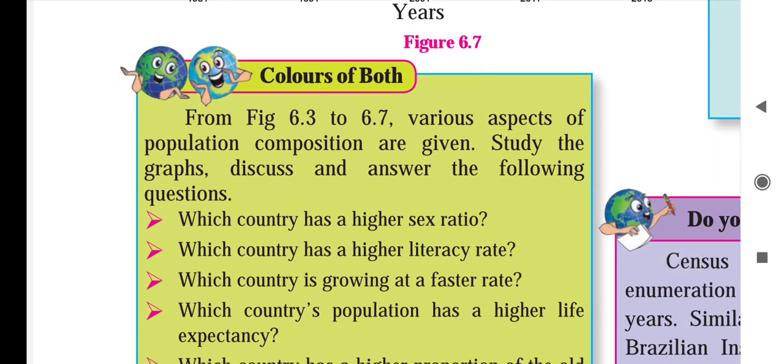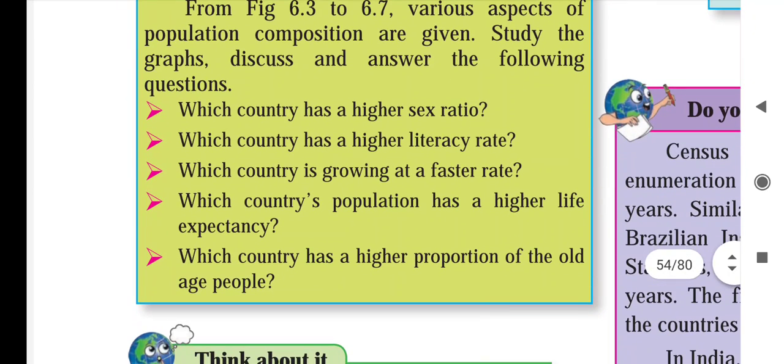Which country has higher sex ratio? Of course, Brazil, they have a high sex ratio. Next, which country has higher literacy rate? This answer will also be Brazil. Which country is growing at the fast rate? India. India is growing at the fast rate. Which country's population has a higher life expectancy? Brazil. Which country has a higher population of old age people? This answer is also Brazil, because in Brazil old age people are more.